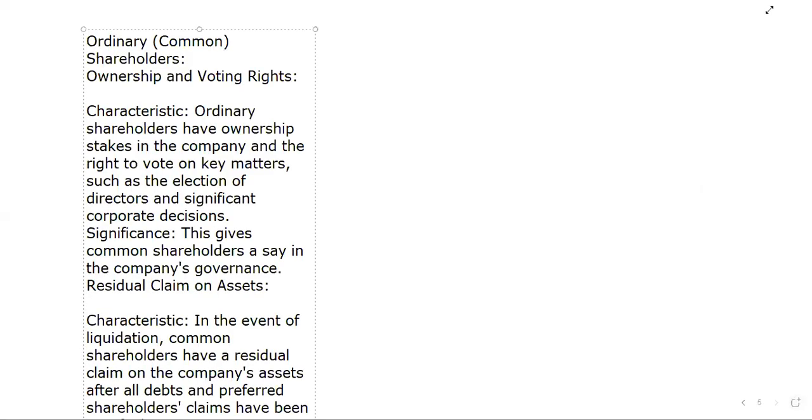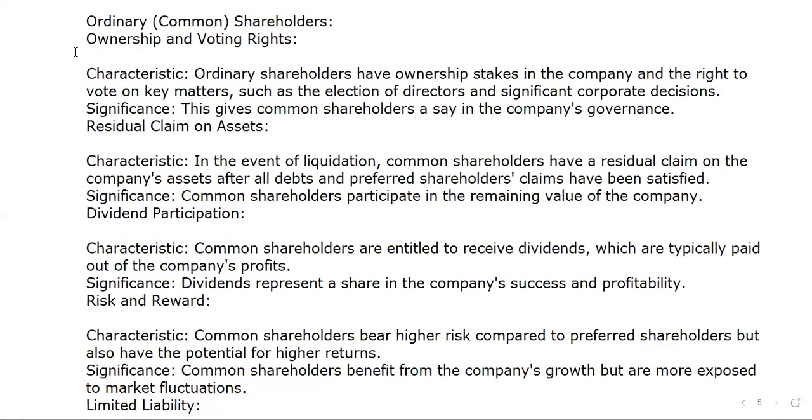So we have two main types of shareholders. We have what we call the ordinary shareholders or common stockholders. These ones have the following characteristics. Number one, they have voting rights. So ordinary shareholders are the only shareholders who have the real ownership of a company because they have the right to vote on matters like electing the board of directors. Significant corporate decisions have to pass through the ordinary shareholders. So this gives them a larger say.